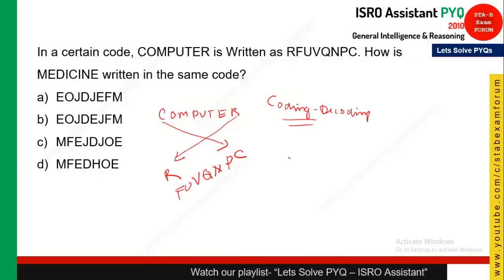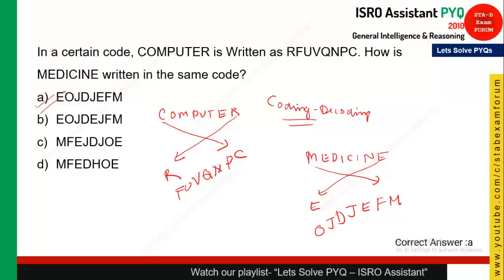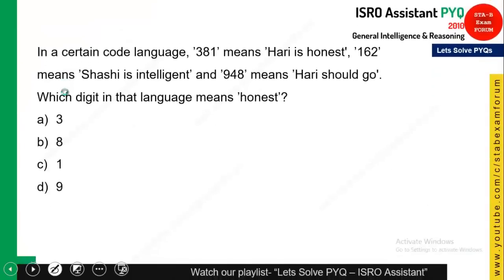Okay, so let's see for medicine. Let's reverse the positions. So E goes here, M goes here, and E, F, D, E, I, J, C, D, I, J, N, O. So the answer should be E, O, J, D, J, E, F, M. So option A is the correct answer. Okay, so, understood? Let's see the next question. It is again from coding decoding.